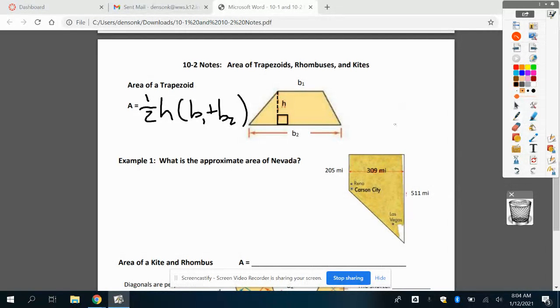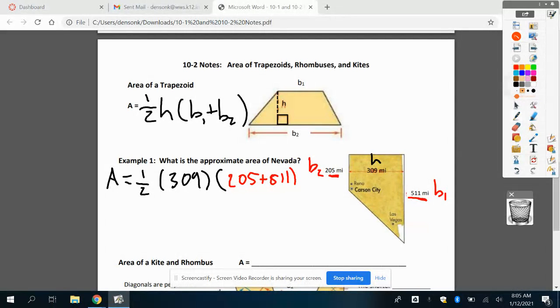So to see an example, we're going to find the area of Nevada here because it's kind of shaped like a trapezoid. So we're going to take the area of 1/2. Our height is this 309. And our two bases, so we've got one base here and one base here. So the 511 and the 205. So we want to add those together. Sorry, that's a 5. Could probably make that a little better. So we got 205 plus 511. There we go. We want to add those together.